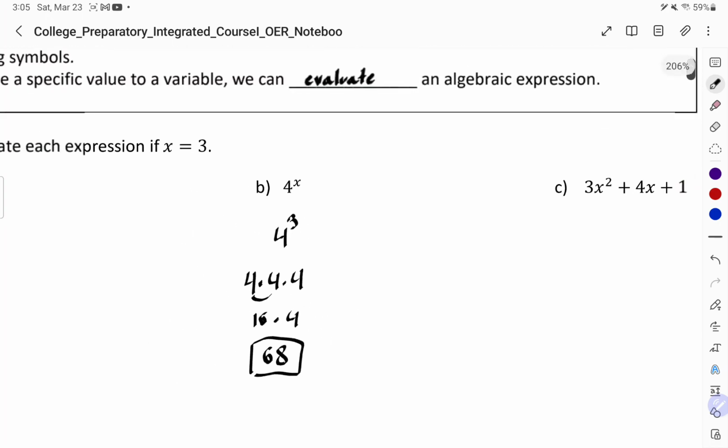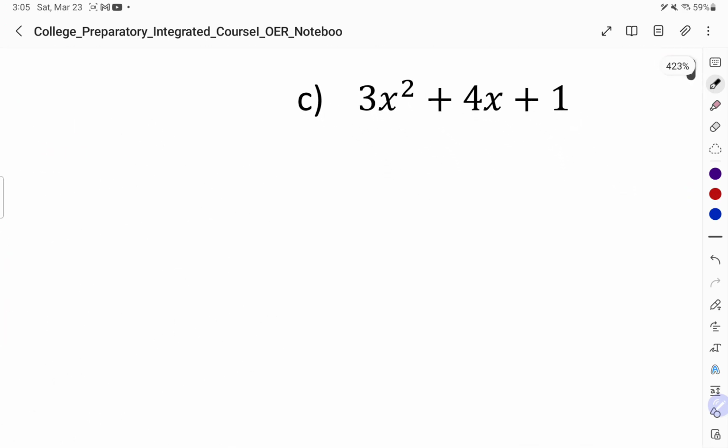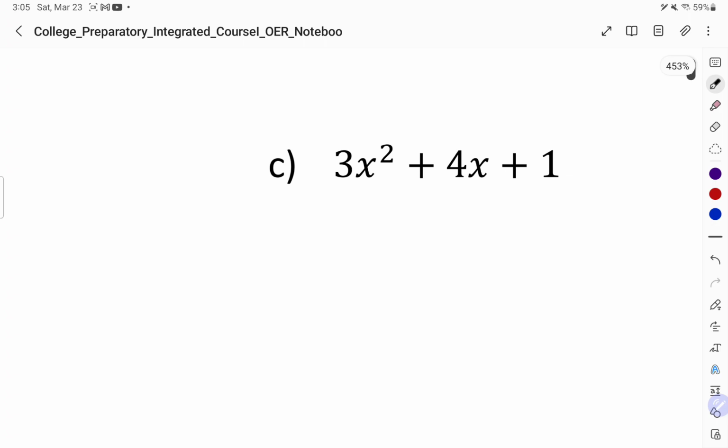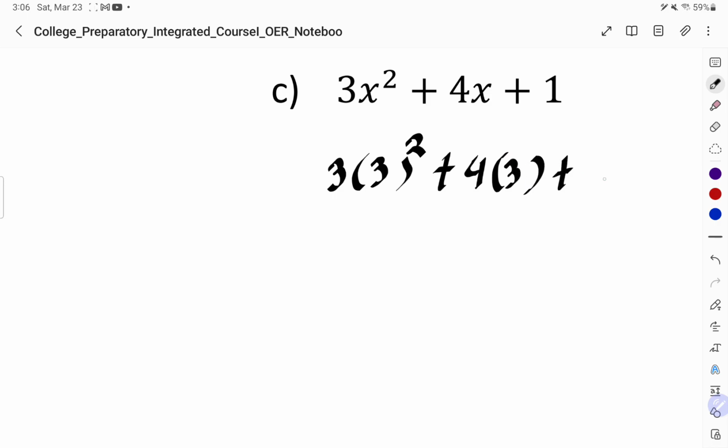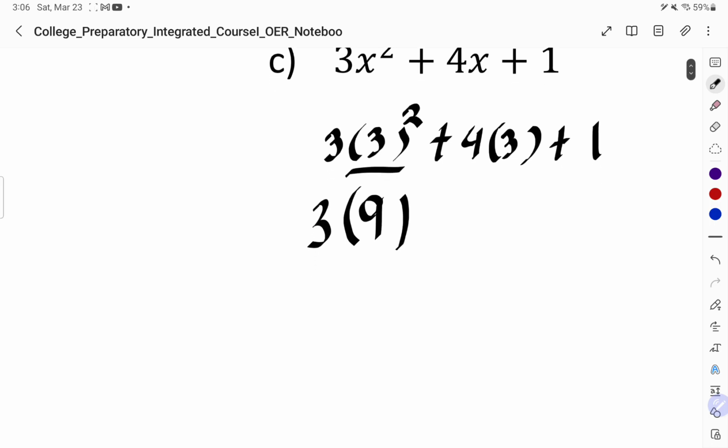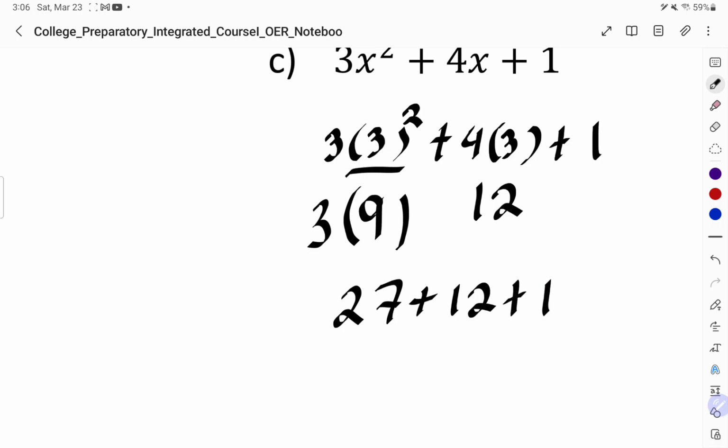Let's go ahead and do the next one. This one's the same thing. It's an algebraic expression, so I'm going to be substituting 3 for every single x I see here. This one's going to look like this: 3 times 3 squared plus 4 times 3 plus 1. Let's simplify, the exponent first. I have 3 squared, which we did earlier, is 9. So I have 9 times 3, which is 27. Then 4 times 3 is 12, so that's plus 12. And then that one stays the same.